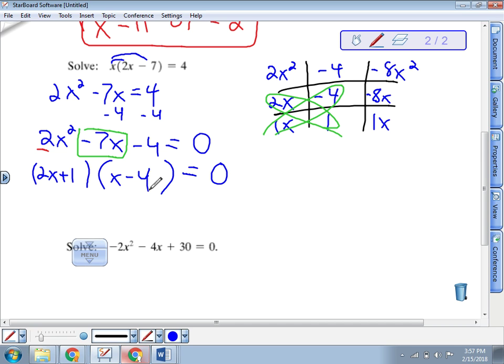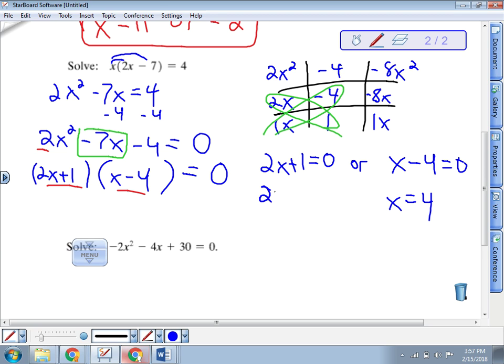I'm not done. I set each of these equal to 0 and solve. So I'm going to do that over here. 2x plus 1 equals 0 or x minus 4 equals 0. This one's obviously, we've got the pattern, add 4. So x is going to equal 4. This one we're going to subtract 1, so 2x is going to equal negative 1. Divide by 2. x equals negative 1/2 or x equals 4.